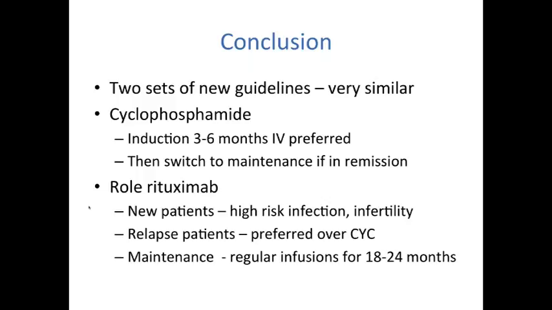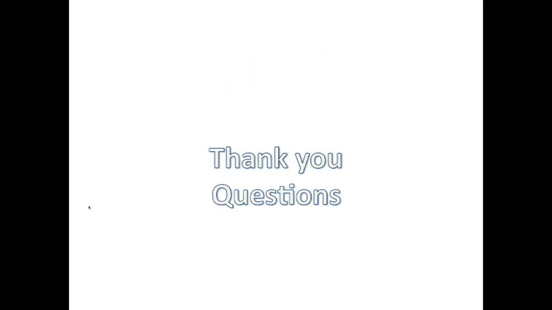There's now strengthening evidence for a role for rituximab, particularly in new patients with high risk of infection or infertility, and in relapsing patients, rituximab is preferred over cyclophosphamide. If you are in a position to use maintenance rituximab, then the optimum regime seems to be regular infusions for around 18 to 24 months. Thank you very much, and I'm now willing to answer any questions.